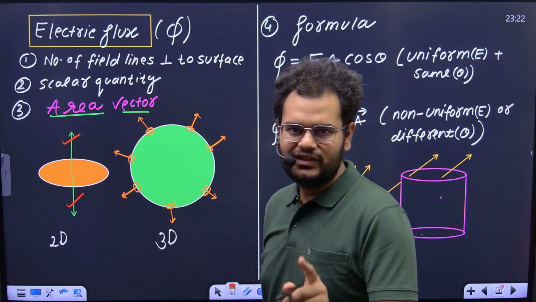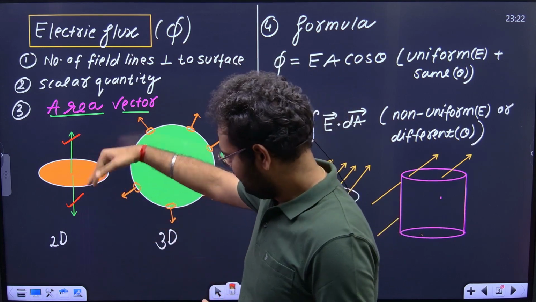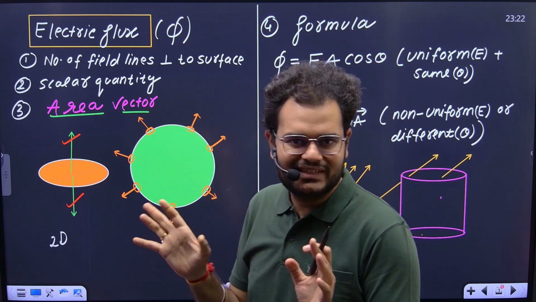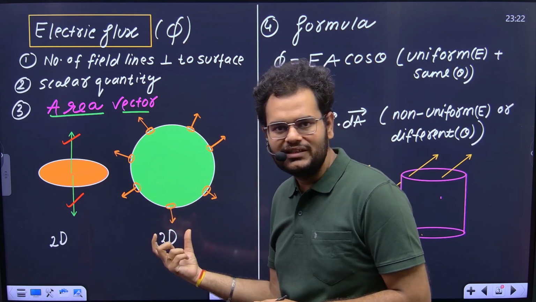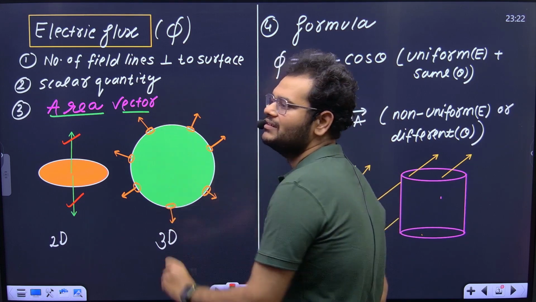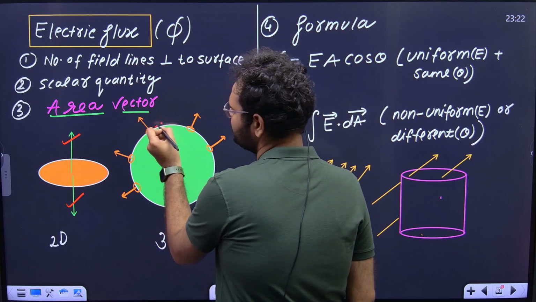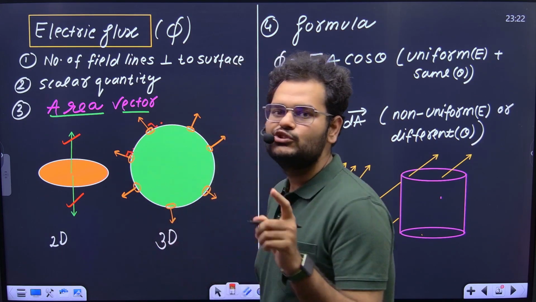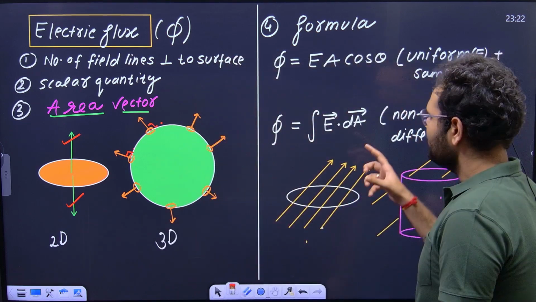For a 2D surface, you can take the area vector anywhere, either upside or downside, it should just be perpendicular to the surface, that's it. But when it comes to 3D bodies, always remember that we take the area vector outside the surface. It is perpendicular to the surface, no problem. This is a perpendicular 90-degree angle. Here also it is a perpendicular 90-degree angle, but it should always be outside the surface. Very good.